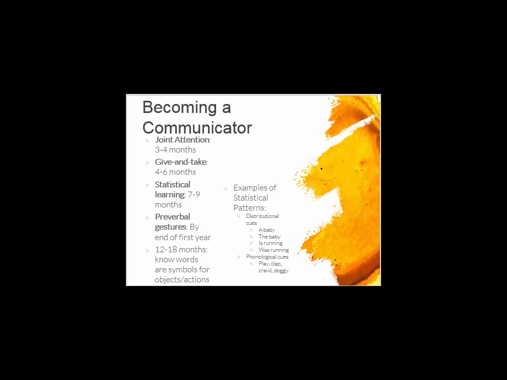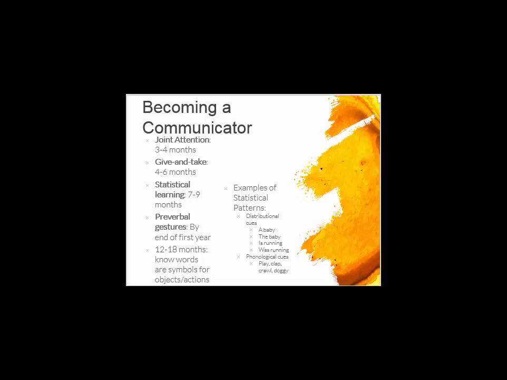So one type of statistical pattern that could support learning word meanings and grammatical patterns is a distributional cue. A distributional cue would be, for example, nouns typically are followed by a or the, and verbs are typically followed by is or was and end in ing, like he is running.